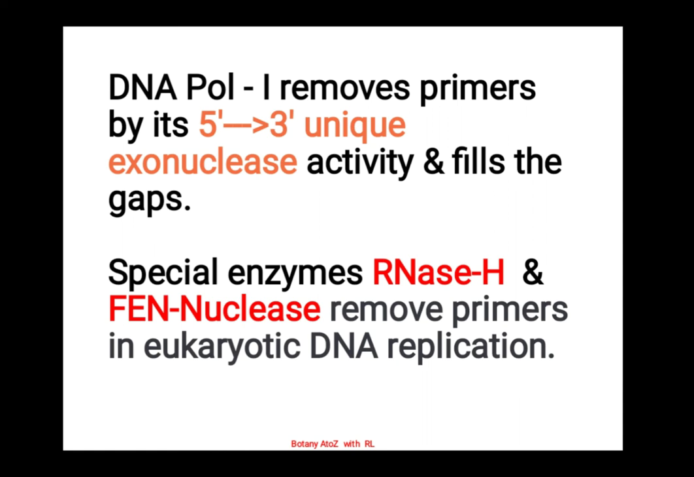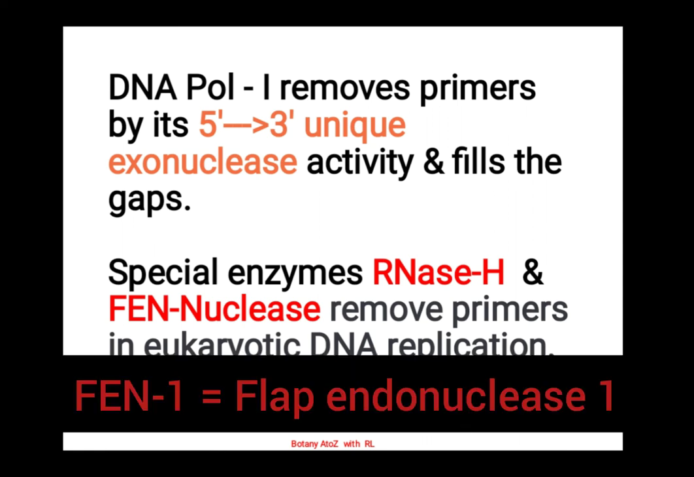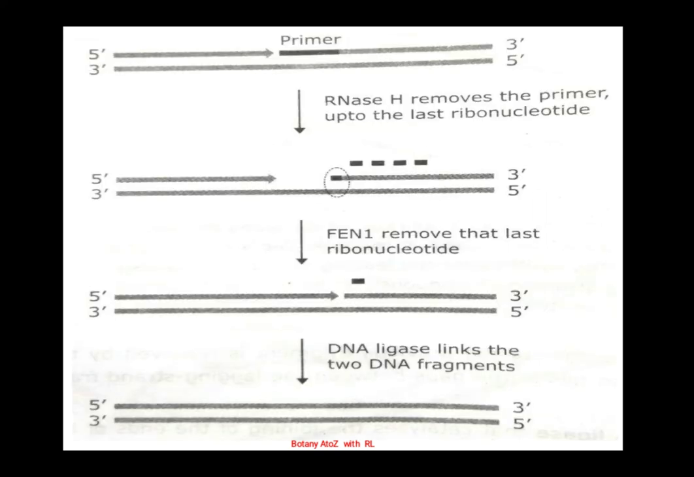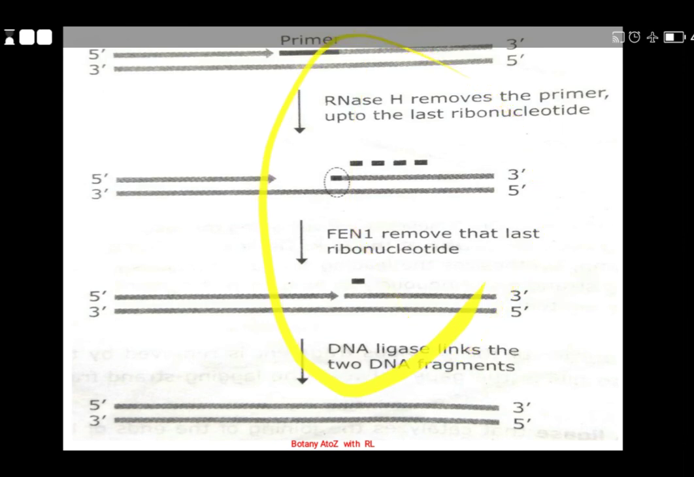In eukaryotes, there are special enzymes for removing primers. They are RNase H and flap endonuclease, FEN1. RNase H, as you know, the primer is simply an oligonucleotide made of a few ribonucleotides. So RNase H removes most of those ribonucleotides, and the last one is removed by FEN1. It is flap endonuclease. That is in eukaryotes.